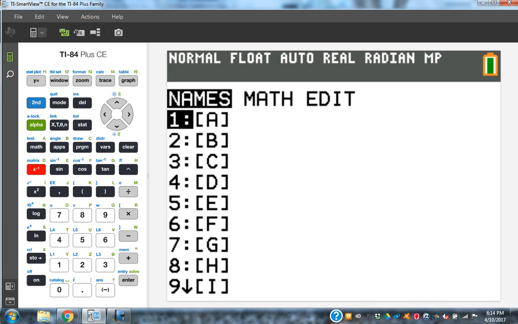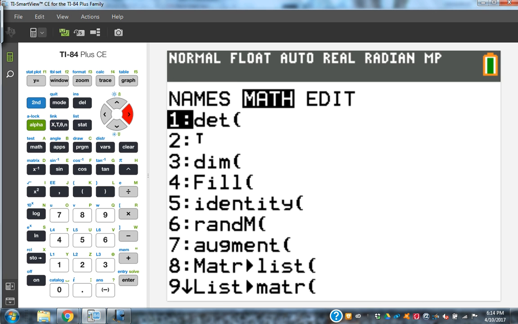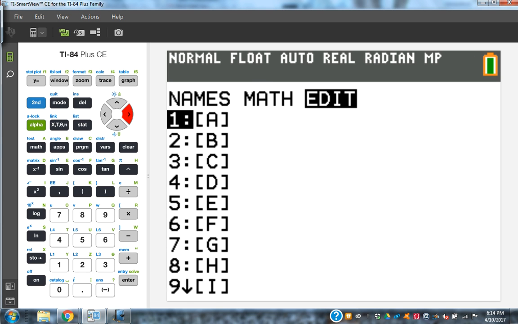The first menu that comes up is the names. That's the one you're going to use later. We'll get to that in a minute. The second menu, if you press the right arrow key, is the math menu. We'll use that in a minute too. That's when it's actually doing some work. We want to go over to edit because we need to enter in a matrix. We need to edit one. So I'm going to hit enter on matrix A.